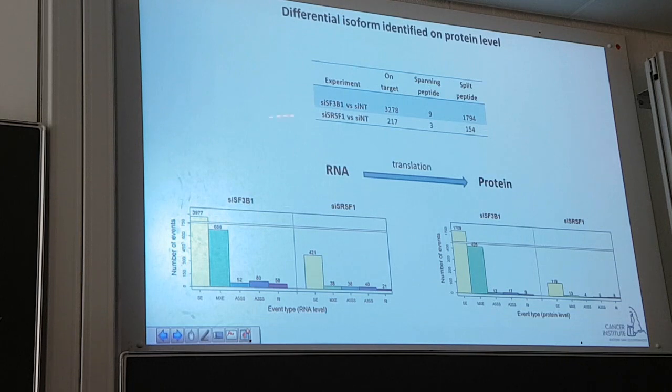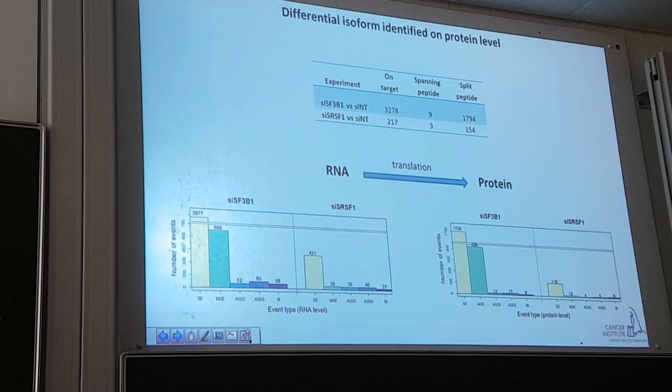And then this is the number of events on RNA level. Well, this is what we saw on protein level. So for some of the events, we get, let's say, 40%, while for others, 20% with peptide confirmation.